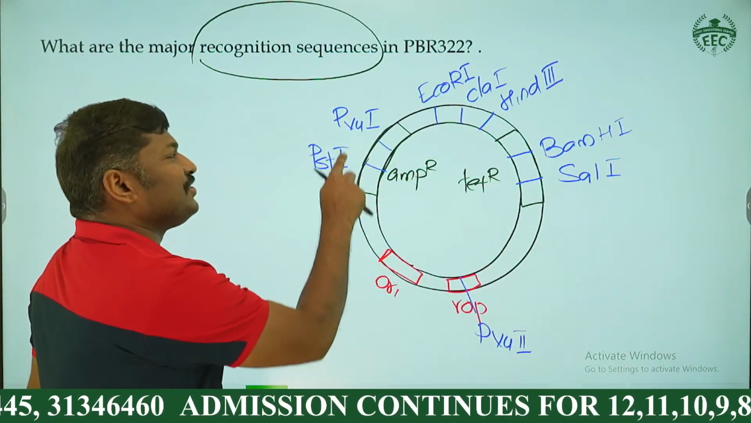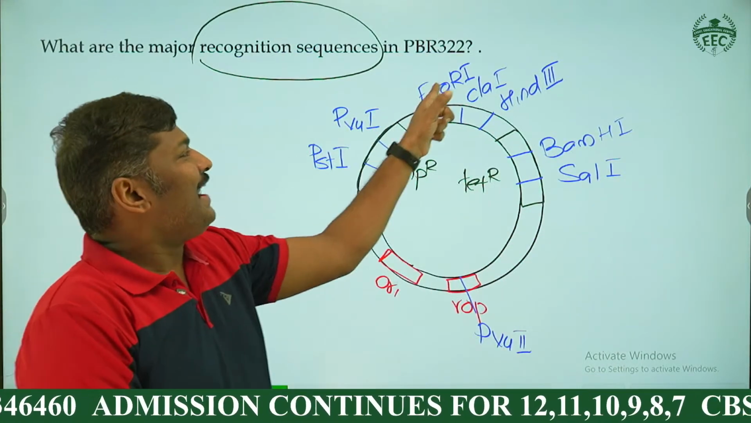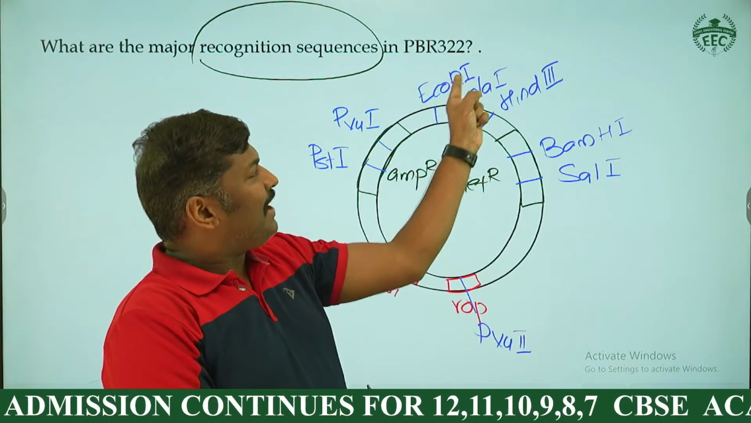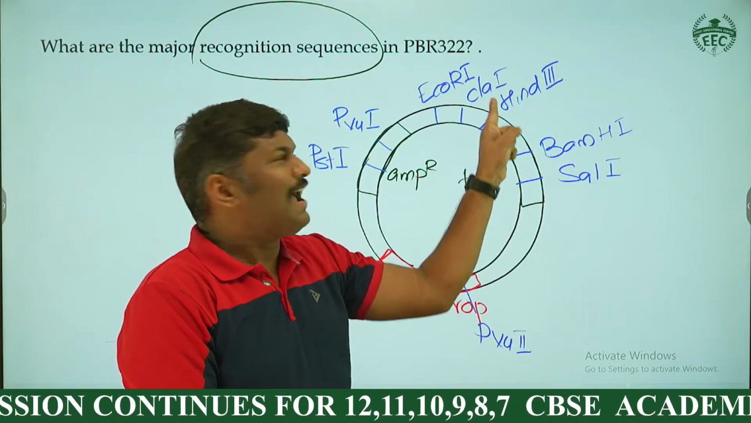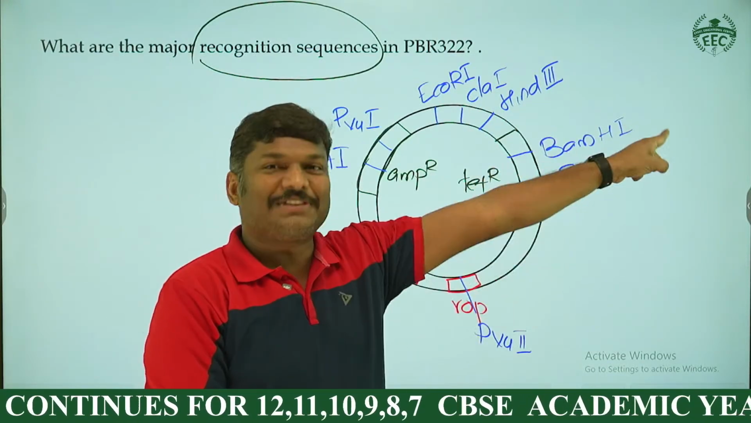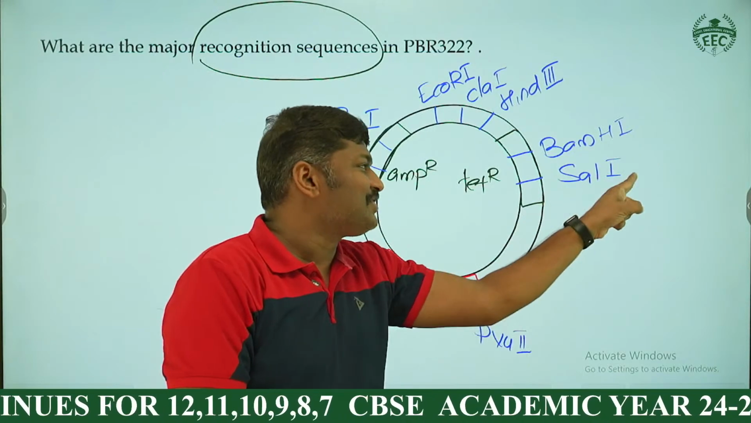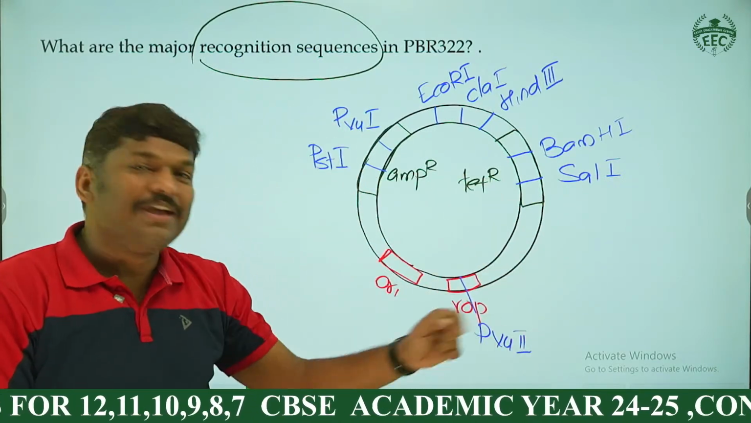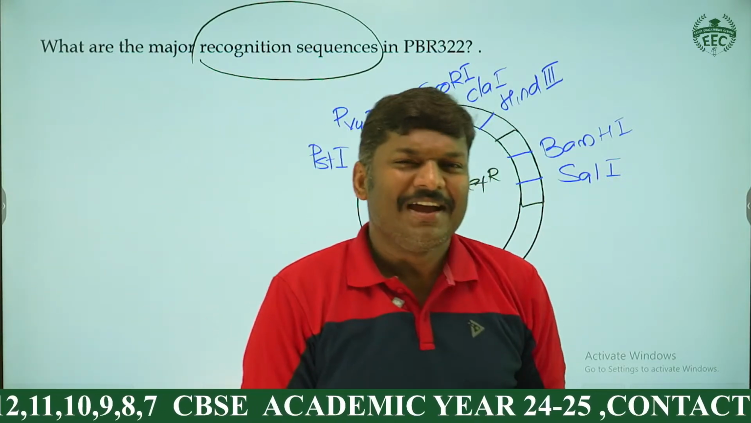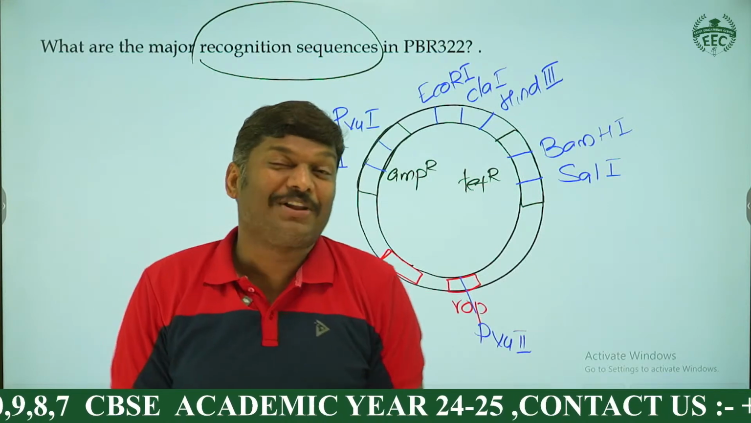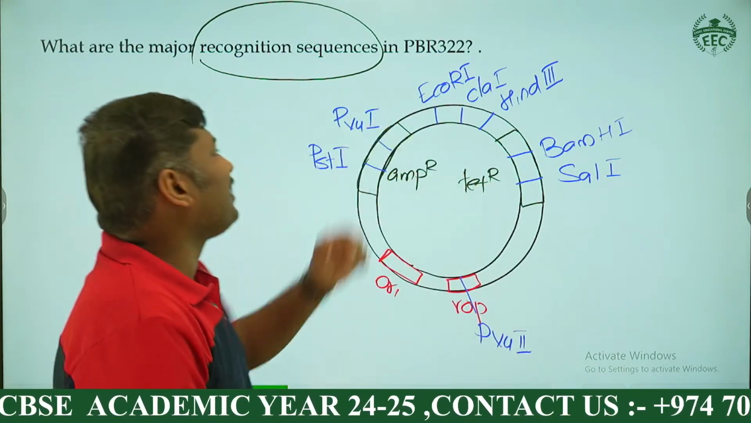Repeat one more time. Sachin Tendulkar and Viru opened the innings and they played well with a good economy rate. And the Indian audience clapped, "Bahut acha match hai," the commentary, and after Sachin scored 100, Viru scored 100. Okay, so that is the only method to remember all the 8 recognition sequences in PBR322.